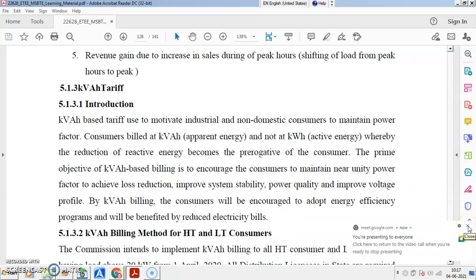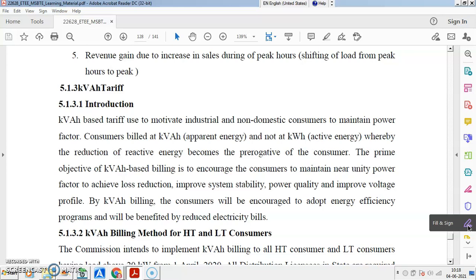kVAh, kilovolt ampere hours tariff. Normally this is a recent trend of tariff which is included since 1st of April 2020. kVA based tariff, which we have discussed briefly yesterday. This is to motivate the industrial and non-domestic consumers to maintain the power factor. Normally, the energy charges are based on kVAh.